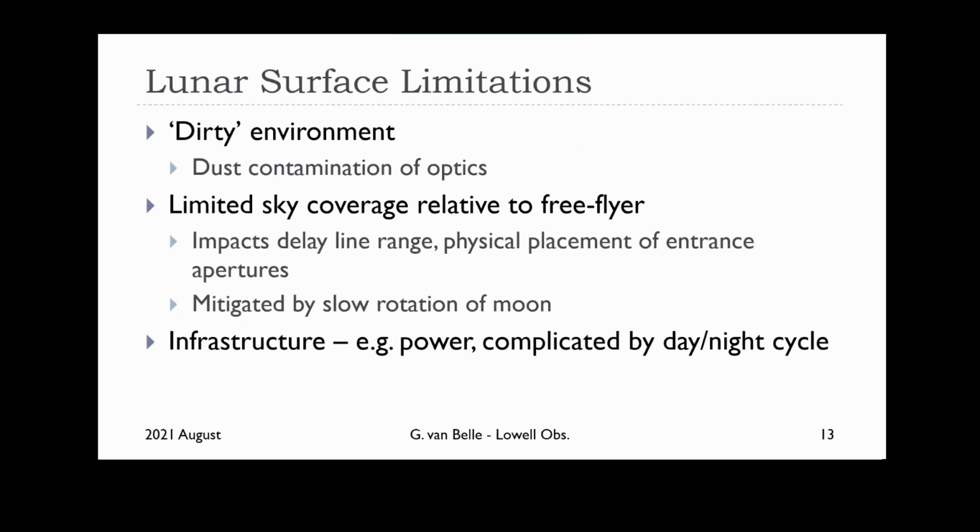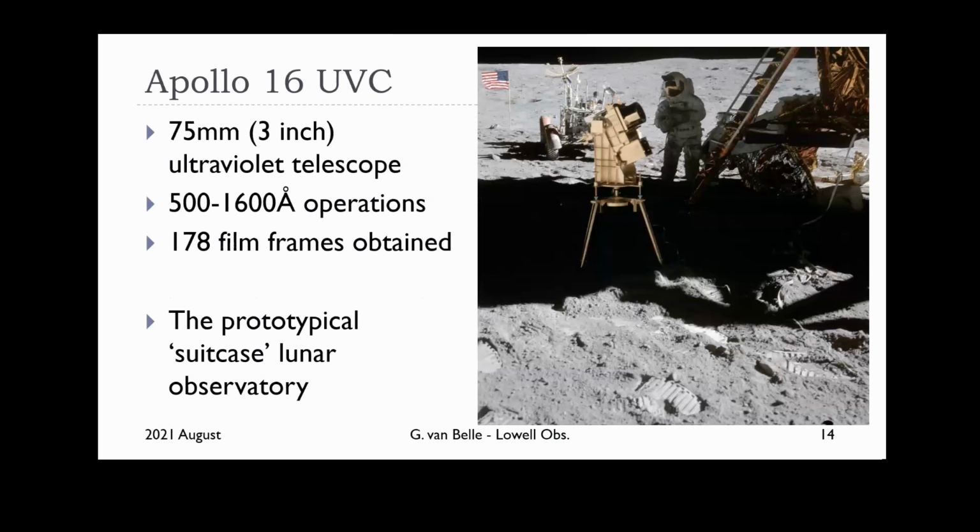Kind of the canonical idea, next slide, for a lunar suitcase science that comes to mind when I think of this kind of thing is the UV telescope that flew on Apollo 16. This is a very small telescope, about a 3-inch telescope, operated at fairly short wavelengths. And this, of course, was the 60s, so they did not have really electronic detectors to run with here, but these were film frames that were used on Apollo 16. And so in my mind, this is kind of the prototypical lunar suitcase observatory.